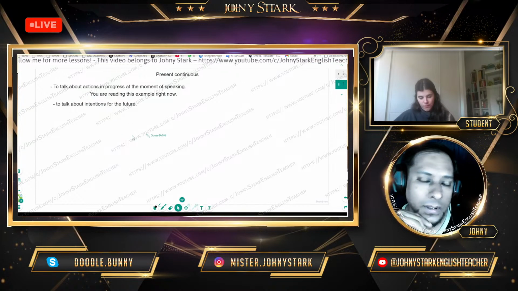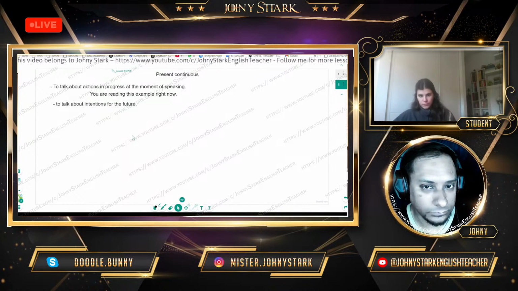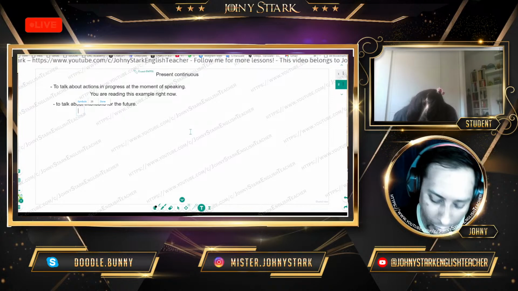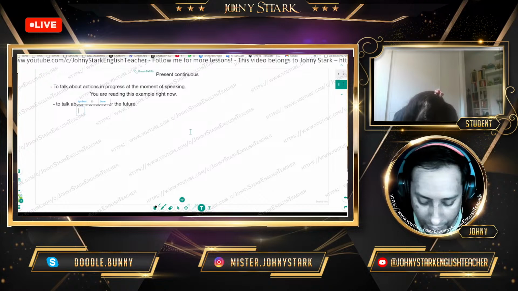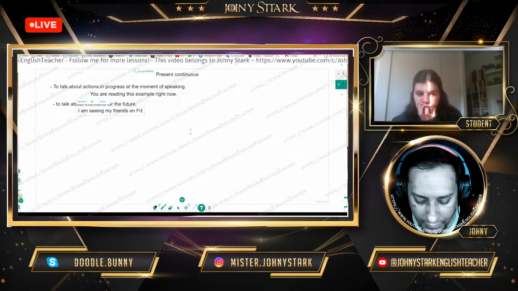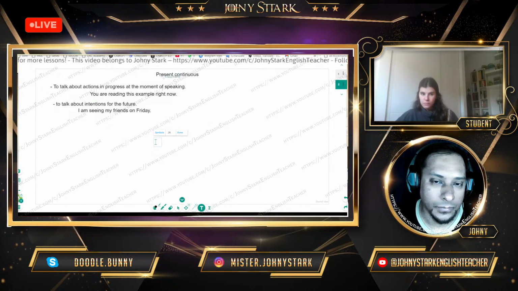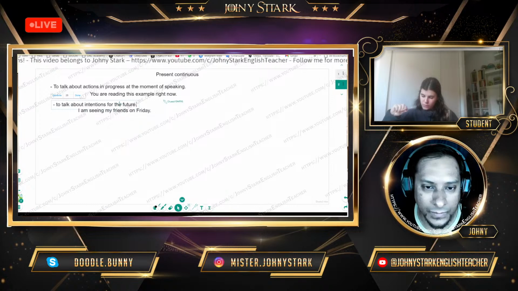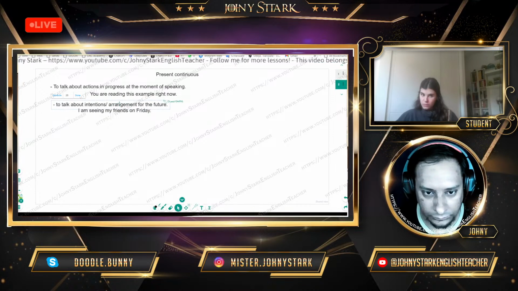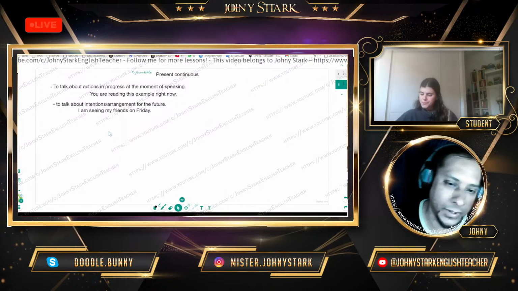This one, however, is the only use for the present continuous that talks about the future. You are using the present to talk about the future. So, one example of that, if you tell me, like you said before, I am seeing my friends on Friday. This is an intention that you have. This is an arrangement that you have. Intention for the future is also arrangement. So let's put it in that way: to talk about intention slash arrangement for the future.